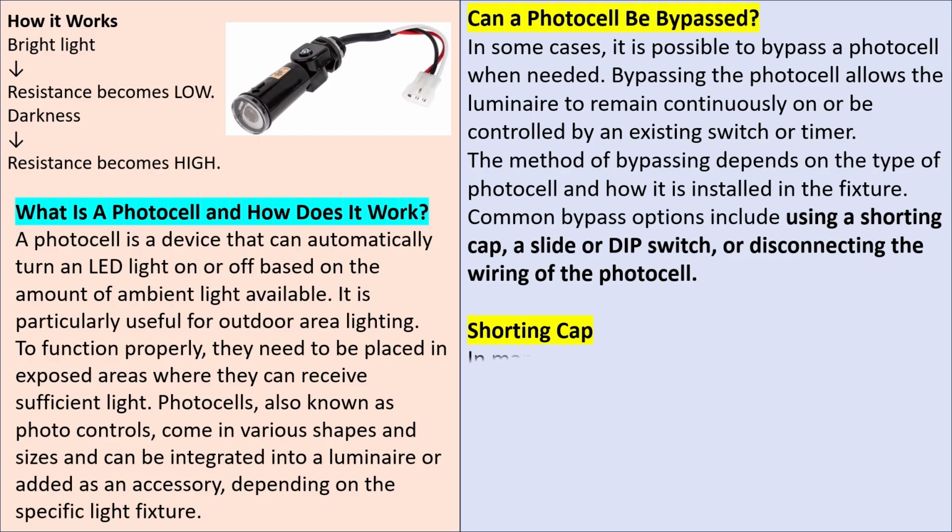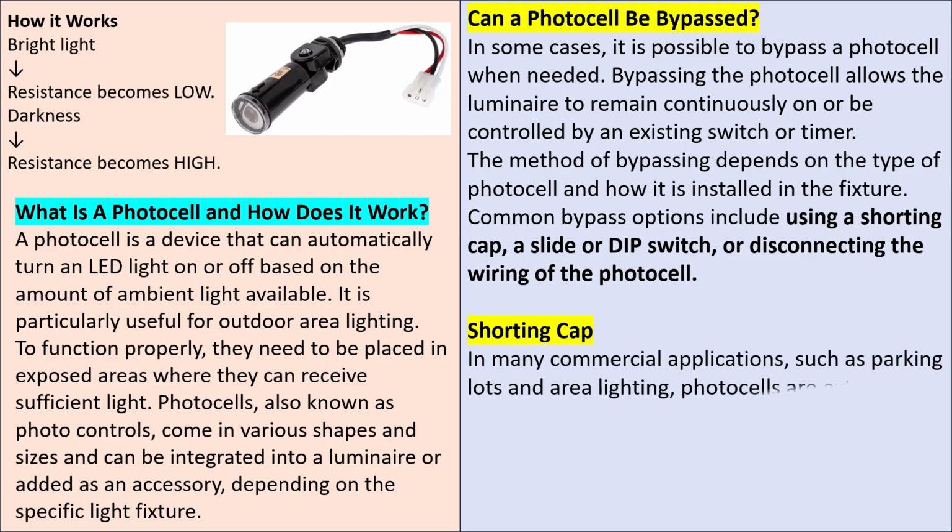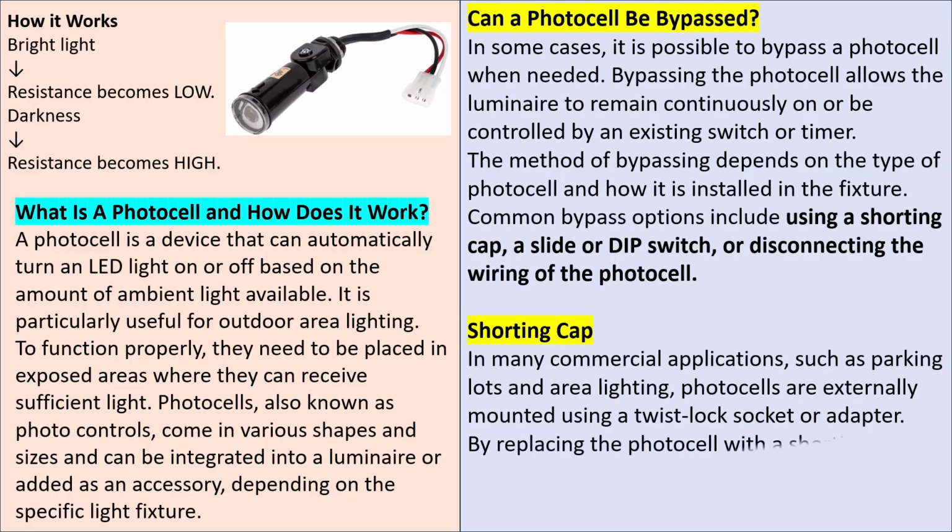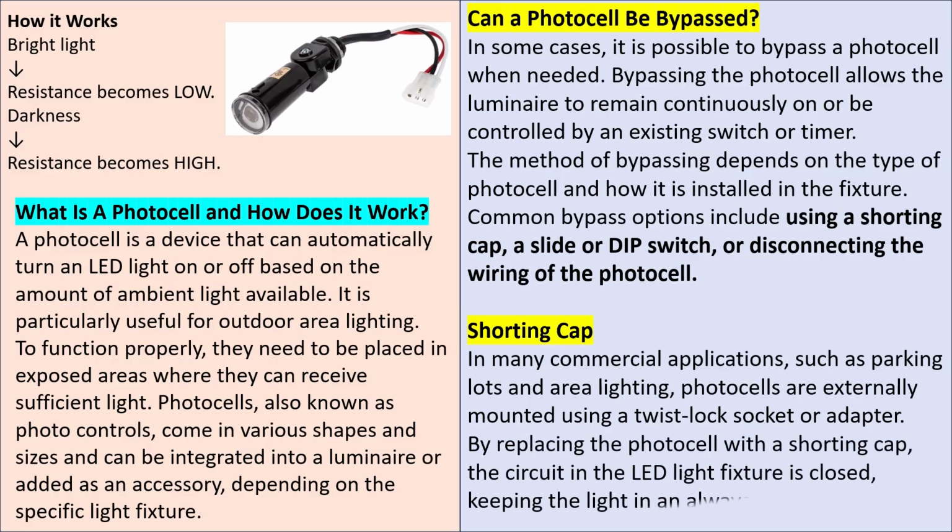The shorting cap. In many commercial applications such as parking lots and area lighting, photocells are externally mounted using a twist lock socket or adapter. By replacing the photocell with a shorting cap, the circuit in the LED light fixture is closed, keeping the light in an always on state.